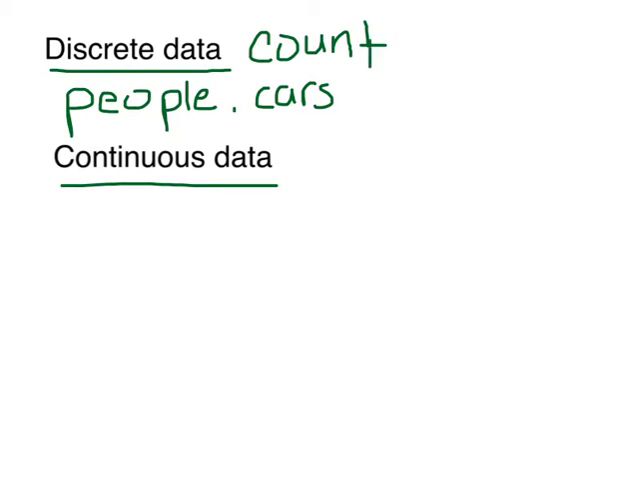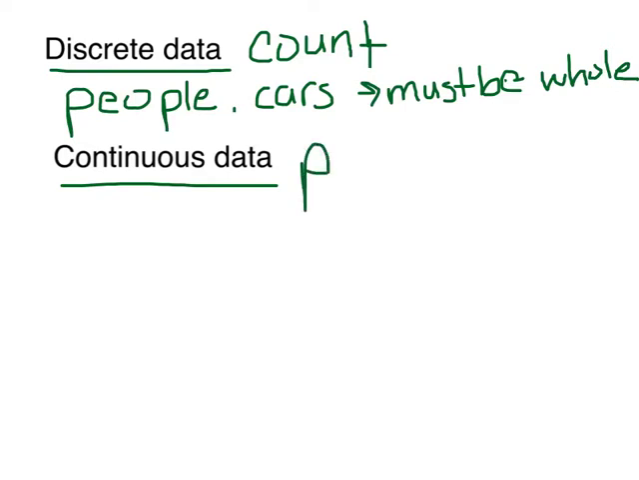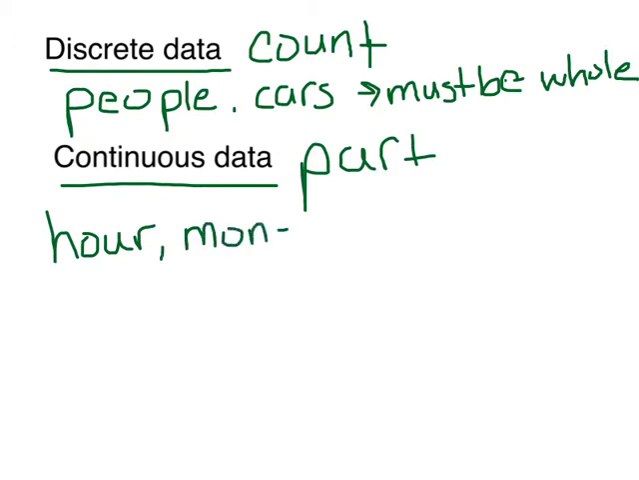So we're going to say they must be whole. So you can't have a half a puppy. That would be discrete. Continuous means you can have part of them. So you're talking about like an hour. You can have part of an hour. You could have 10 minutes. You could have money. You could have part of $1. You could have 25 cents. So anything that you can have part of is continuous. Discrete is anything that you can't.